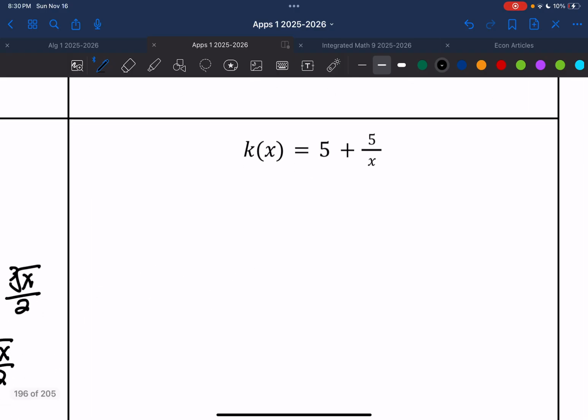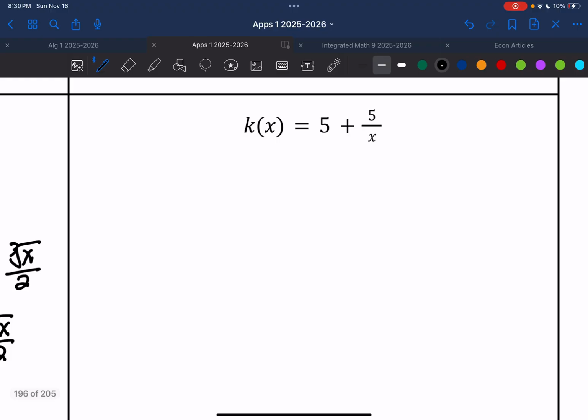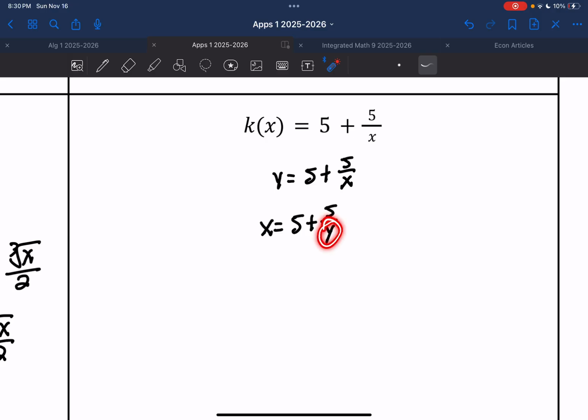All right. And then this one is a little bit tricky. Because we start with y is equal to 5 plus 5 over x. When we switch x and y to start to find our inverse, that means x is equal to 5 plus 5 over y. And now we need to try and solve for y. And this is a little tricky because y is in the denominator.